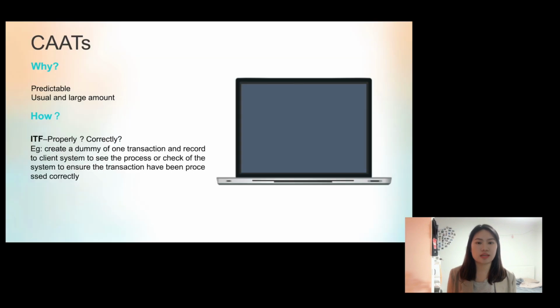The company should use CAS to get enough audit evidence because the error in tourism could be in euro and in large amounts. So the ITF can check whether the transactions were being recorded properly and correctly. For example, when the auditor wants to check the sales revenue of the company, the auditor can create a dummy of one transaction and record it to the client system to see the process or check of the system, to ensure the transaction has been processed correctly. If some errors happened in the sales revenue, it will affect the existence.